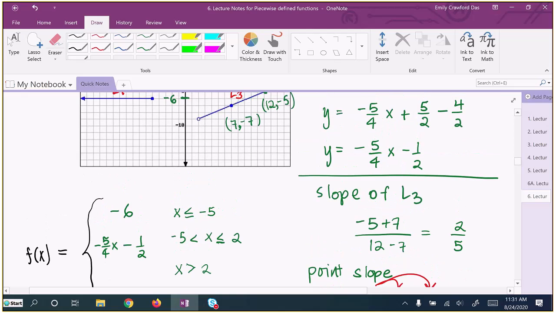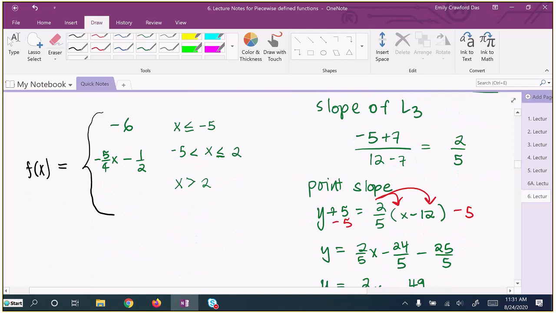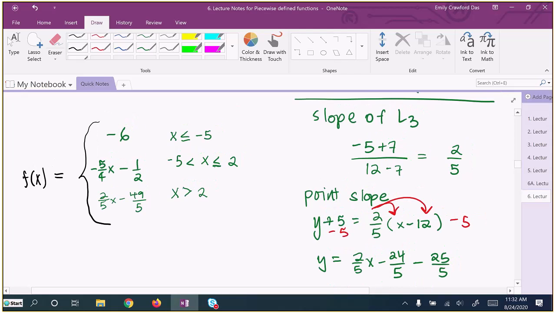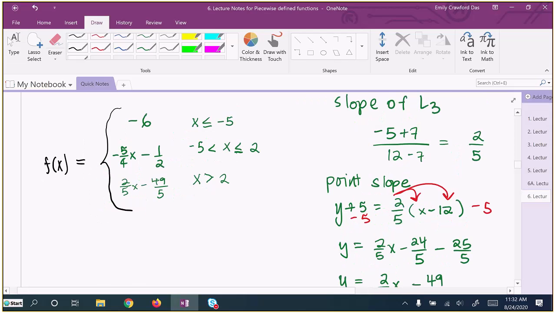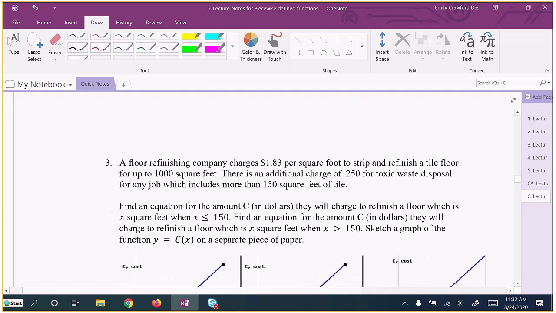All right. Perfect. So I'll write that in. 2/5 x minus 49 over 5 is the equation for the third piece, which corresponds to the section of the domain for x greater than 2. So this is exactly how you would describe a piecewise function in terms of the pieces and the chunks of the domain, and we found the equations for the line, which you'll know how to do soon.